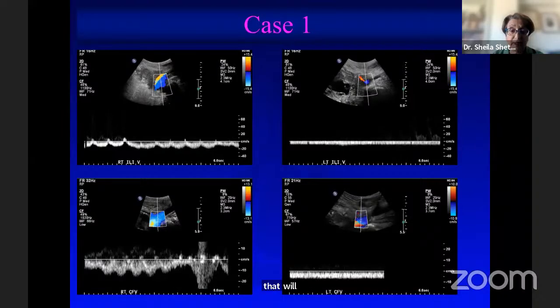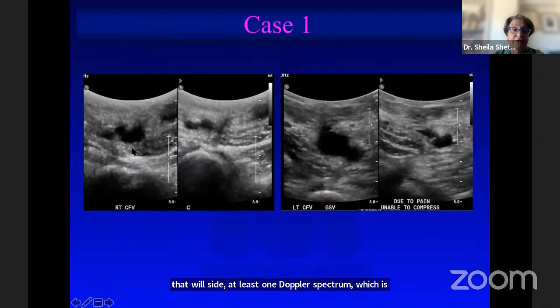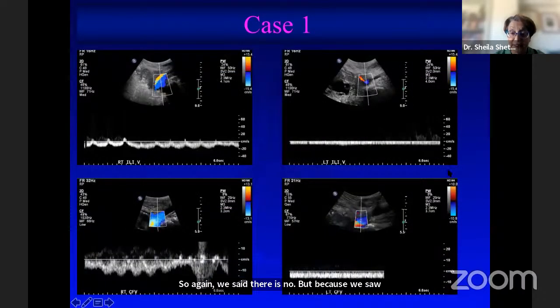And then when we looked at the vein itself, the right common femoral vein was compressing. The left was also compressing. It was a little hard to compress because the patient had pain, but basically the vein is completely normal size, no echogenic material within it. So again, we said there is no DVT, but because we saw this lack of phasicity, we said, okay, we don't see anything, but the patient needs a CT scan to see if there is anything more centrally.